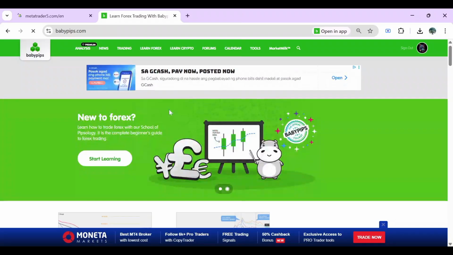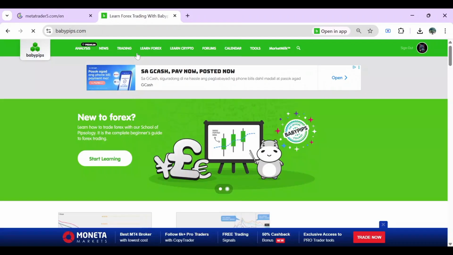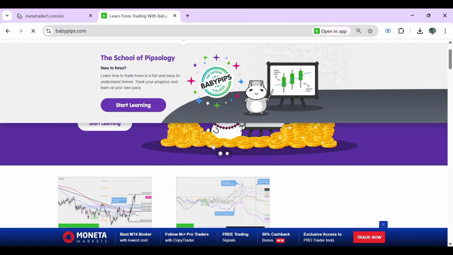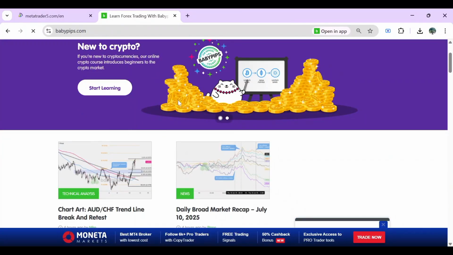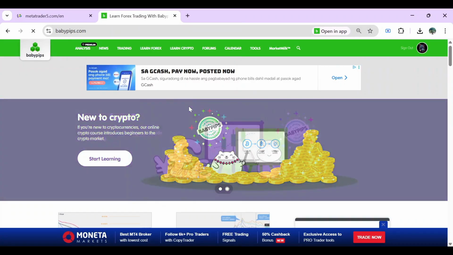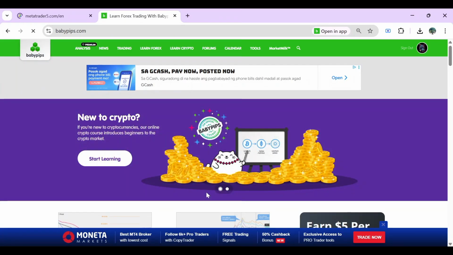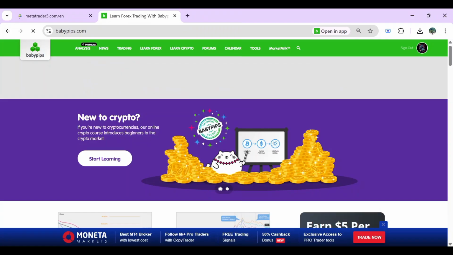I'm gonna show you how to configure MT4 or MT5 to the BabyPips. To get started, I just want to clarify something that often confuses new traders, the difference between BabyPips and MT4 or MT5. BabyPips is an educational platform. It's one of the best places to learn about Forex trading, strategies, technical analysis, and risk management. But it's not a broker and not a trading platform.